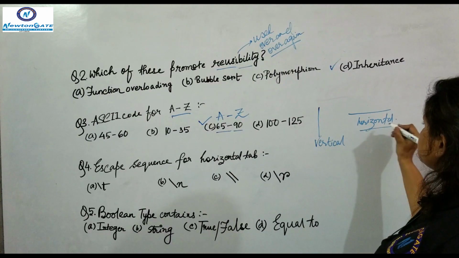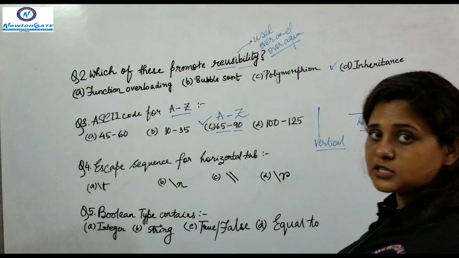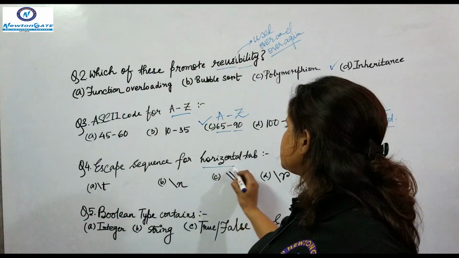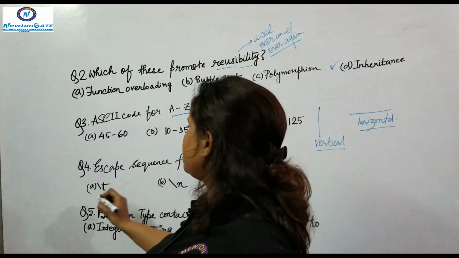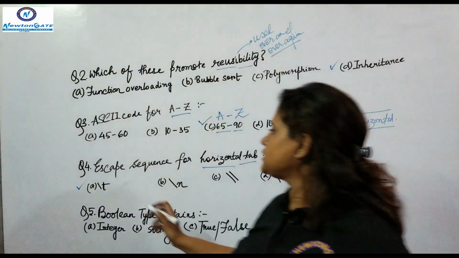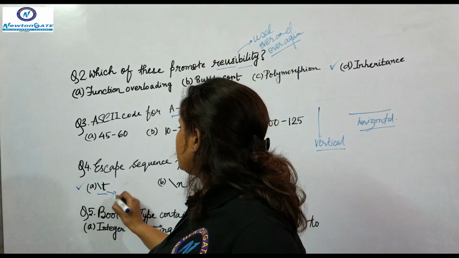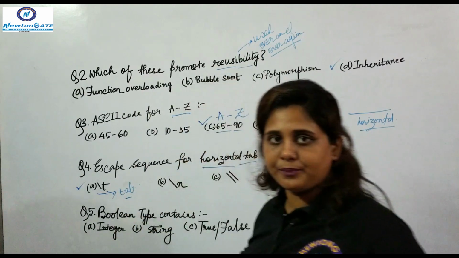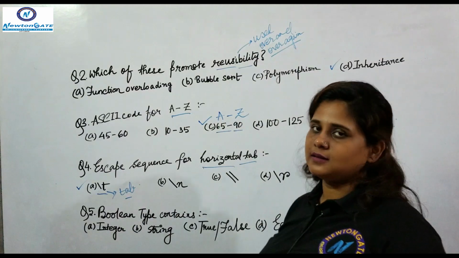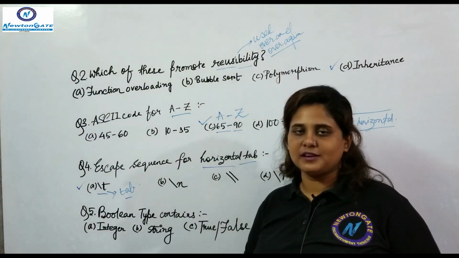According to our knowledge, this is our horizontal, this is our vertical. Now they have asked us for a horizontal tab, not a vertical one. So for tab, our escape sequence is \t. Here t stands for tab. Am I clear with whatever I said? I hope I have made myself quite clear.